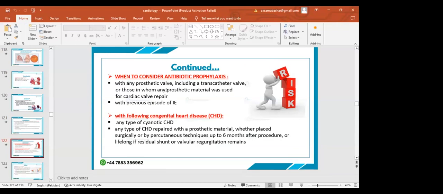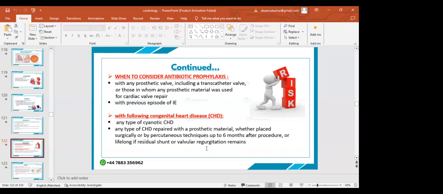Whenever a prosthetic valve is involved, where they have replaced the valve, or any prosthetic material is used, you need to give antibiotic prophylaxis. Among congenital heart diseases, if it is cyanotic congenital heart disease, you have to give it. But if it is acyanotic, like aortic stenosis or ventricular septal defect, you don't need any type of prophylaxis. And for cyanotic congenital heart disease with prosthetic material, whether placed surgically or by percutaneous techniques, give it up to 6 months after the procedure, or lifelong.